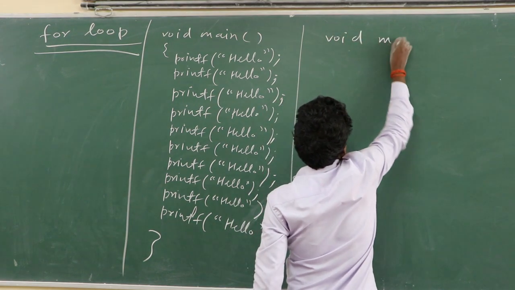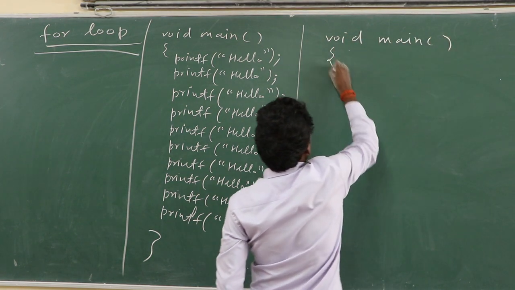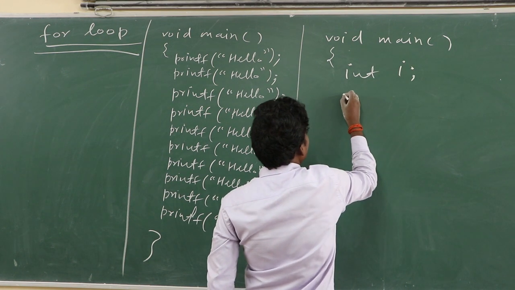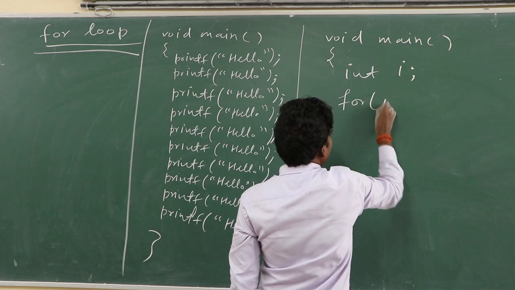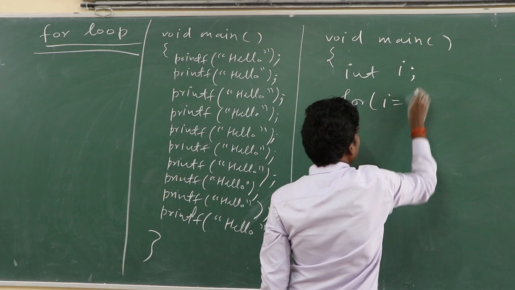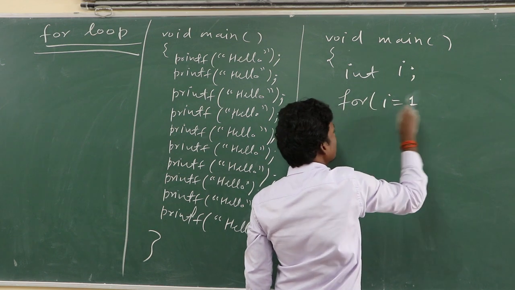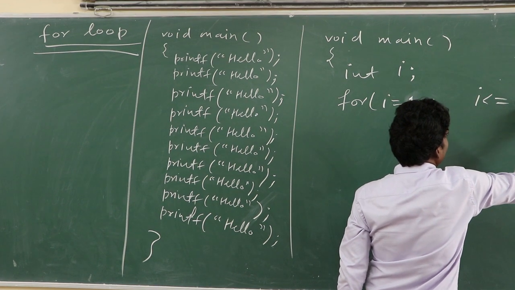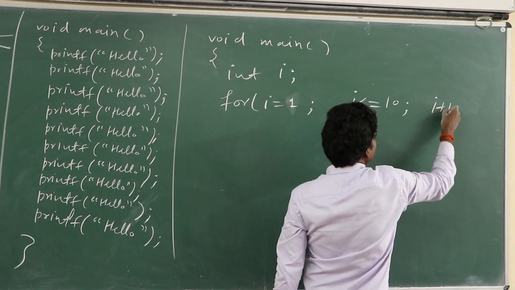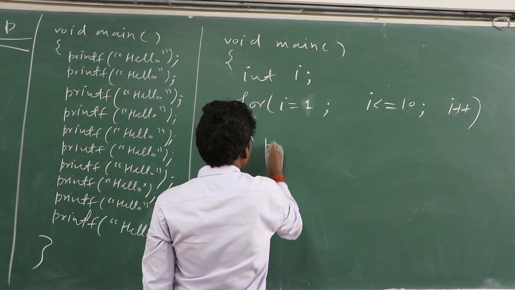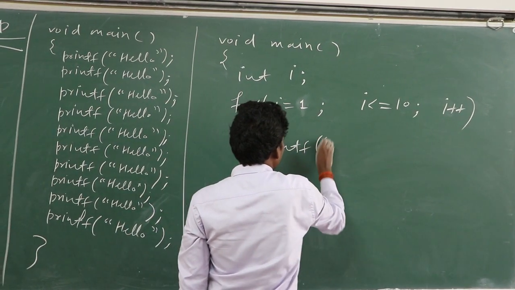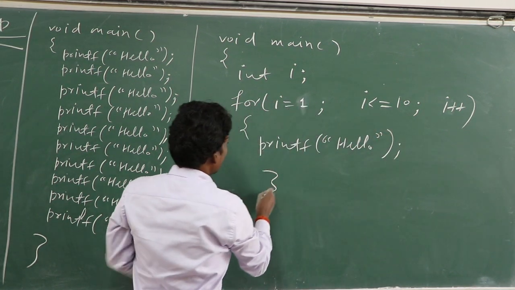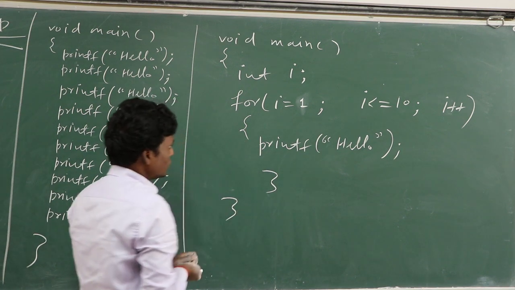void main, int I. This I is used in for loop. Okay, for I equal to 1, I is less than or equal to 10, I plus plus, printf hello. This for loop is closed here and main is closed here.